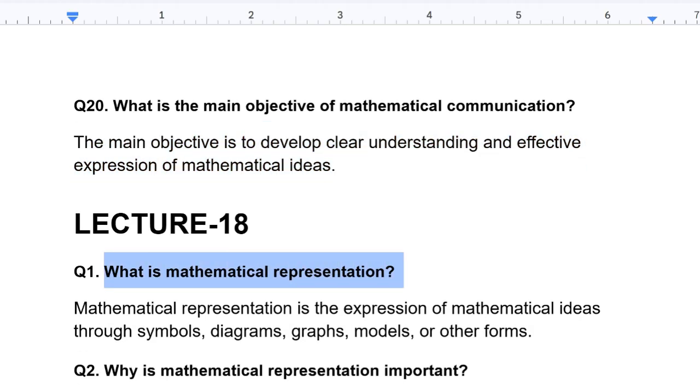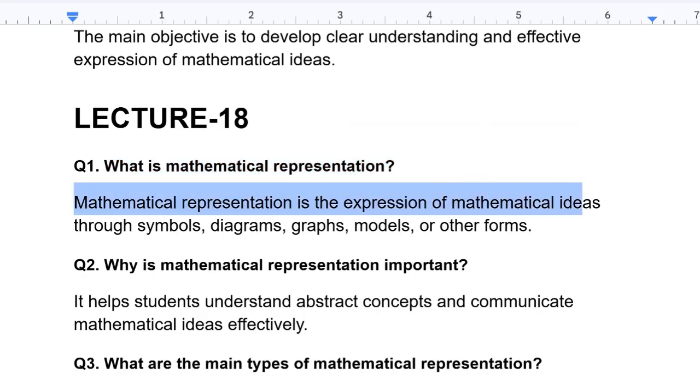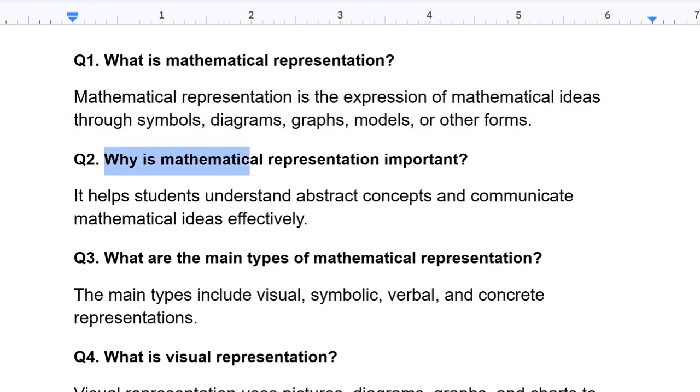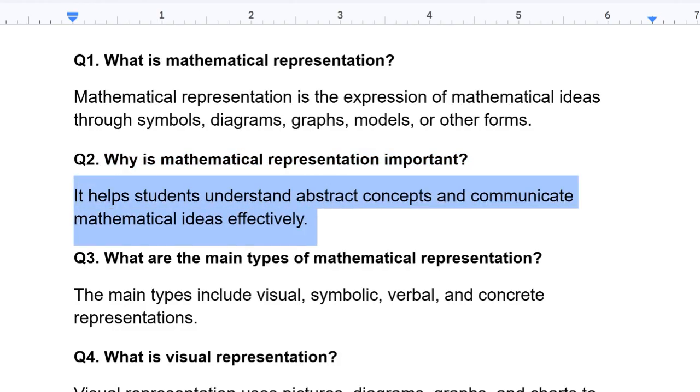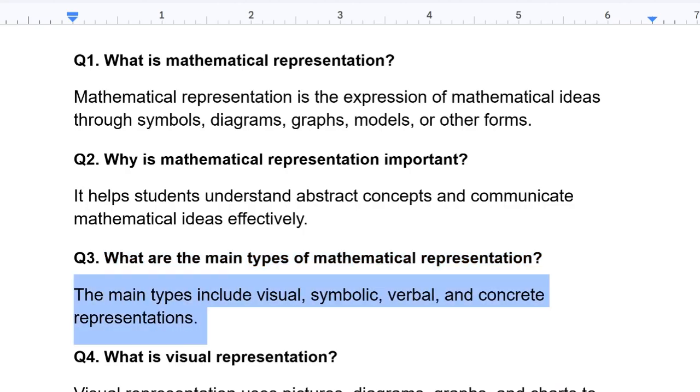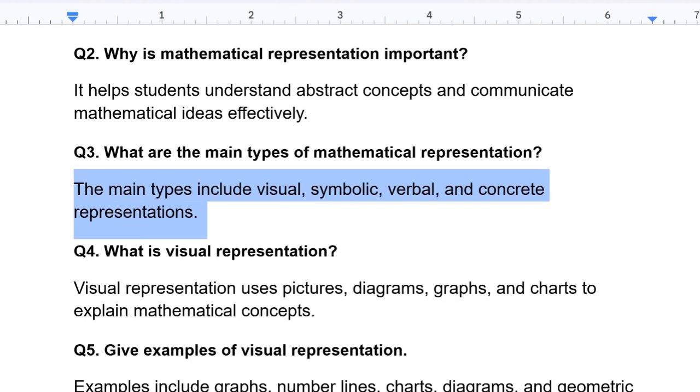What is mathematical representation? Representation is the expression of mathematical ideas through symbols, diagrams, graphs, models, or other forms. Why is mathematical representation important? It helps the student understand abstract concepts and communicate mathematical ideas effectively. What are the main types of mathematical representation? The main types include visual, symbolic, verbal, and concrete representations.